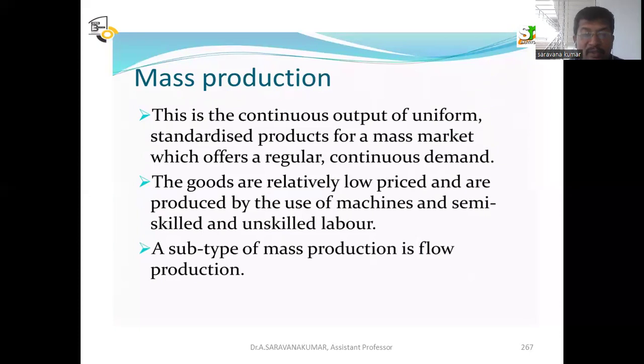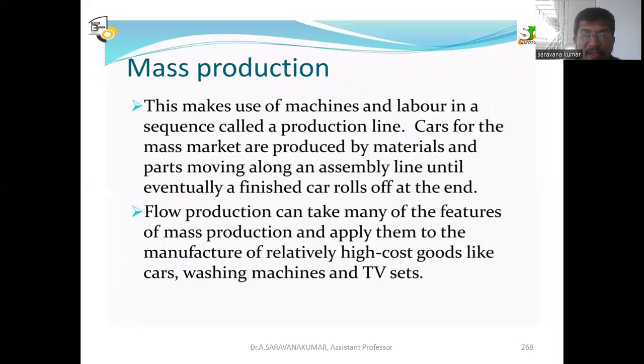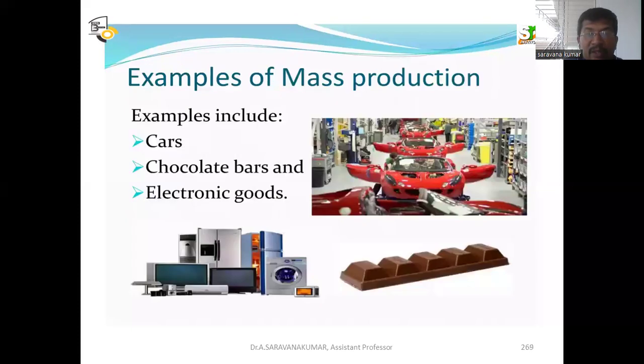A subtype of mass production is flow production. This makes use of machines and labor in a sequence called a production line. Cars for the mass market, for example, are produced by materials and parts moving along an assembly line until eventually a finished car rolls off at the end. So flow production can take many of the features of mass production and apply them to the manufacture of relatively high cost goods like cars, washing machines, and TV sets. These are examples of mass production. We can see the car, chocolate bars, and electronic goods.